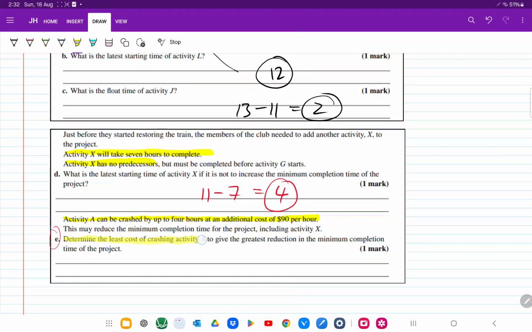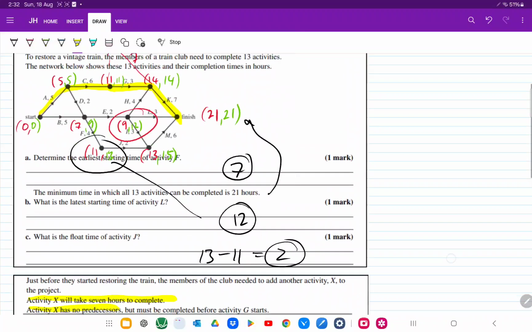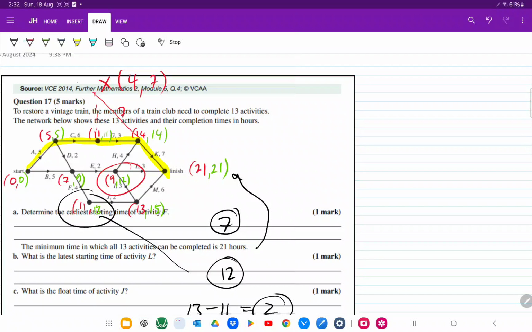Determine the least cost of crashing activity A to give the greatest reduction in the minimum completion time of the project. Alright, so critical path analysis. Let's write down the paths, which is A, C, G, K. And that will take 21 hours. Alright, we need to have a look at the other paths and have a look at how they impact the finish time. So let's have a look at A, D, E, H, K. Okay, and in fact, I'm just going to write them all out now.